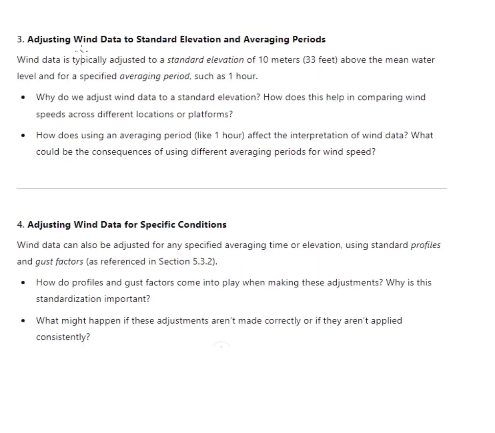Let's see adjusting wind data to standard elevation and averaging periods. There are two things you need to understand: one is the standard elevation, another is the averaging period. Two parameters are there. Wind data is typically adjusted to a standard elevation of 10 meters above the mean water level. So whatever wind speed we are given, usually it gets adjusted to a standard elevation of 10 meters above the mean water level, and then for a specified averaging period, usually 1 hour, we are averaging it.